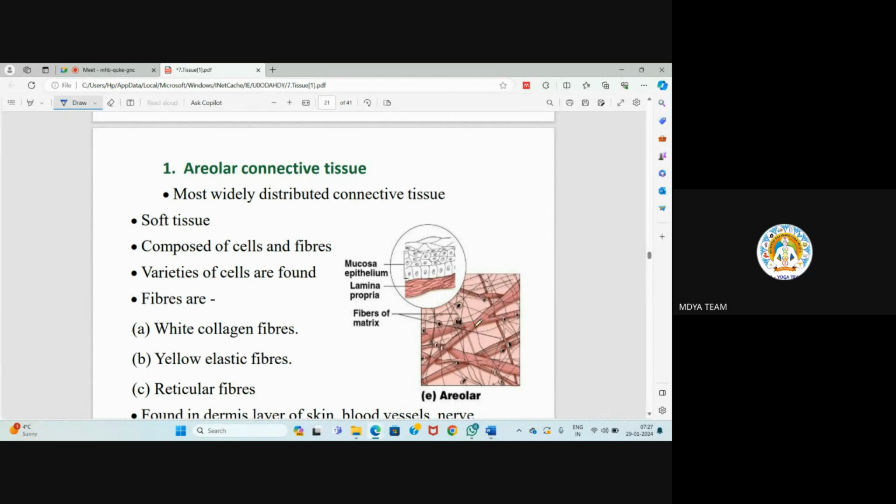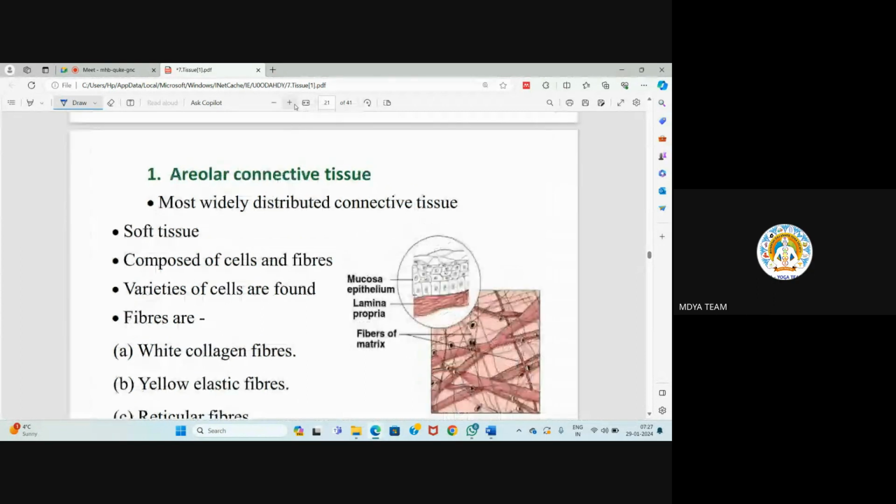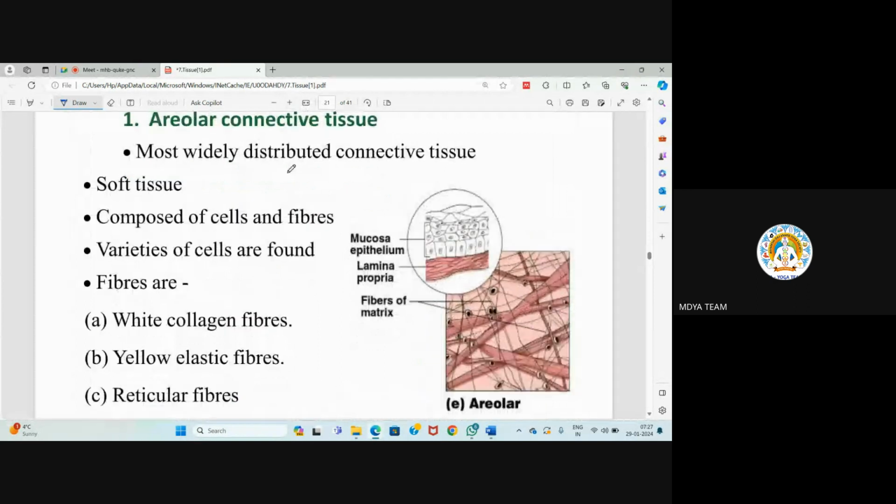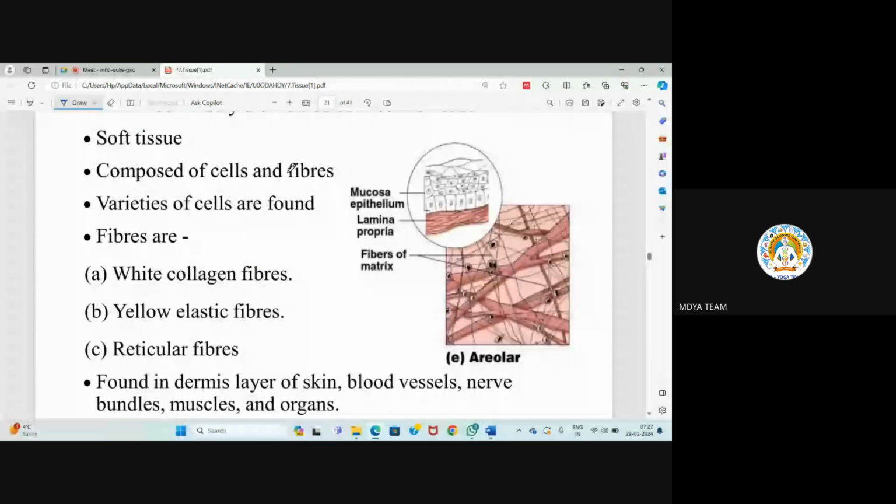So you can see here in this picture, a black thread-like structure. Is it visible? Let me zoom. Yes, I think it is visible now. So you can see thread-like compositions are present in this structure. These are the fibers. These are known as fibers.